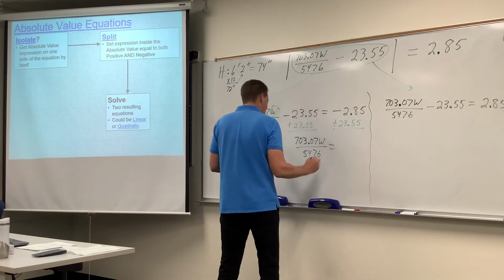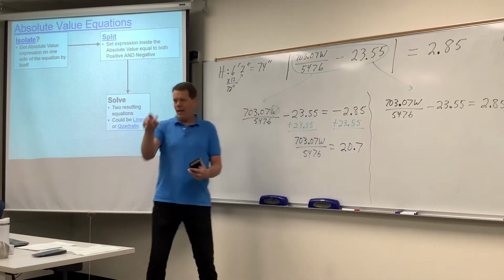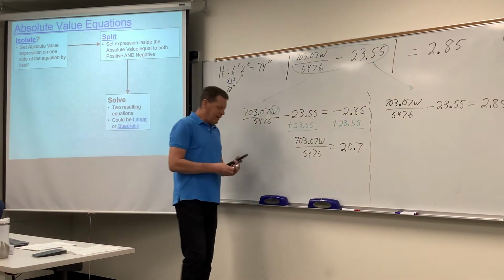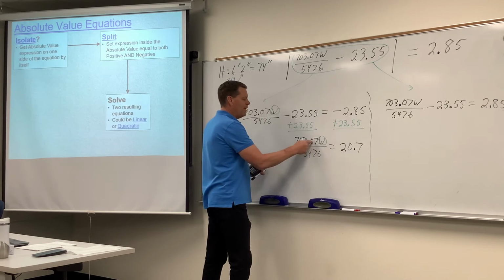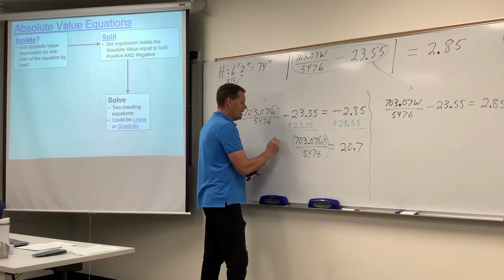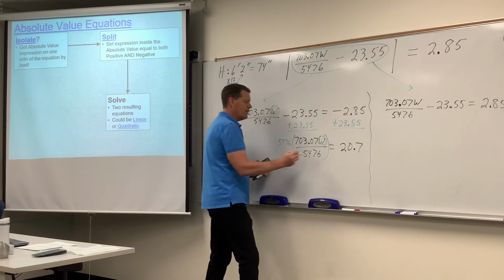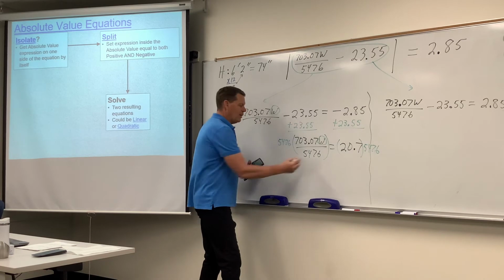I got 20.7. Yeah, I did too. Thank you. That's right. All right. And then we're back to the order of operations. That's multiply, that's divide. Let's go ahead and get rid of that division by multiplying both sides by 5,476. That'll clear the fraction here.